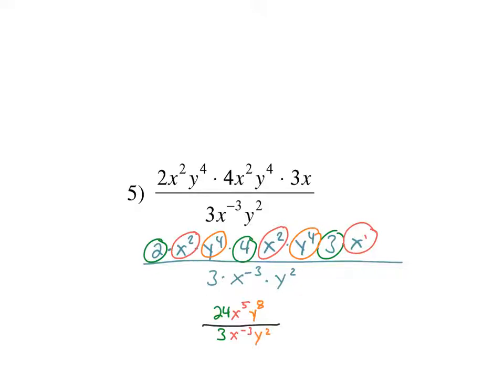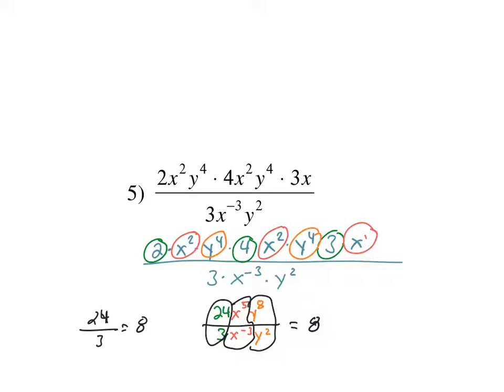All right, we're not done here. We need to simplify top to bottom, but still we're going to deal with whole numbers together, x's together, and our y's together. So 24 divided by 3 gives me 8 in the numerator, right? If I have 24 over 3, hopefully you would know that simplifies to 8.